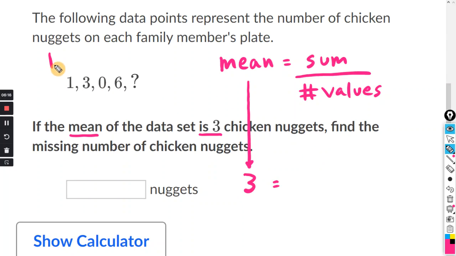So if I do 1 plus 3 plus 0 plus 6 plus question mark. 1 plus 3 is 4, plus 0 is 4, plus 6 is 10. So these 4 values add up to 10. So for the sum, we have question mark plus 10.